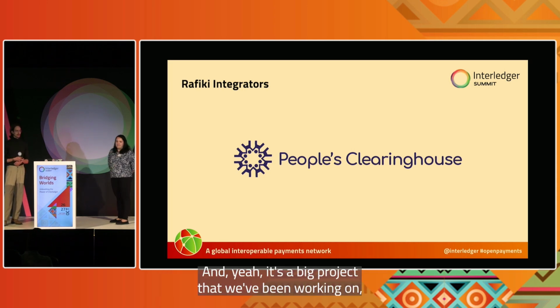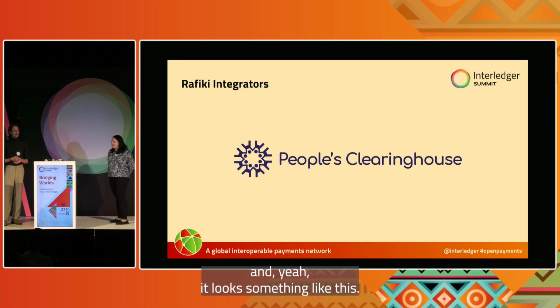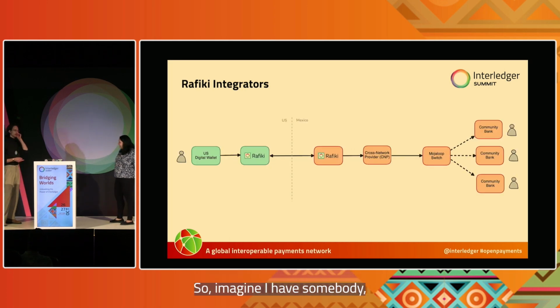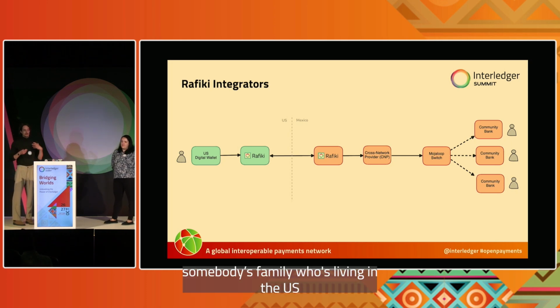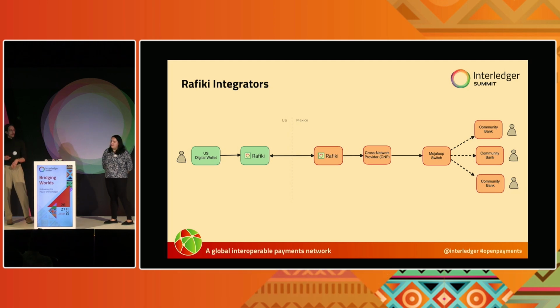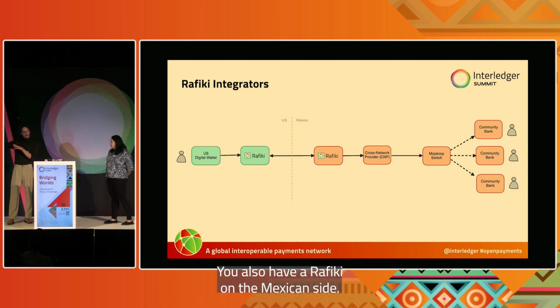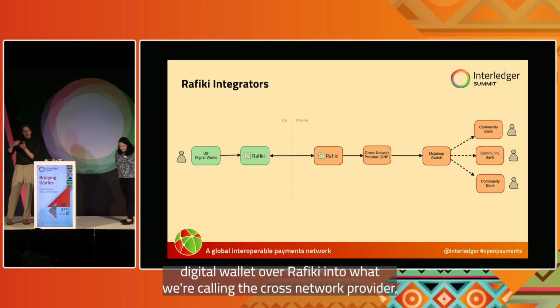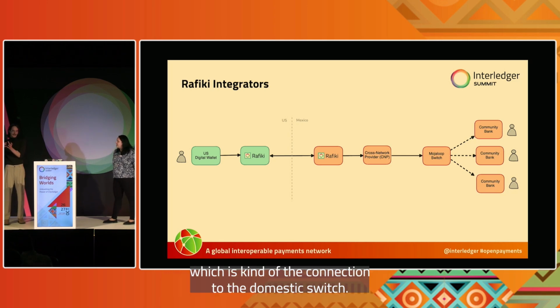And yeah, it's a big project that we've been working on. It looks something like this. Imagine somebody's family who's living in the US has an account with a digital wallet which is integrated with Rafiki. You also have a Rafiki on the Mexican side. So what will happen is somebody can send payments between the US digital wallet over Rafiki into what we're calling the cross-network provider, which is kind of the connection to the domestic switch.